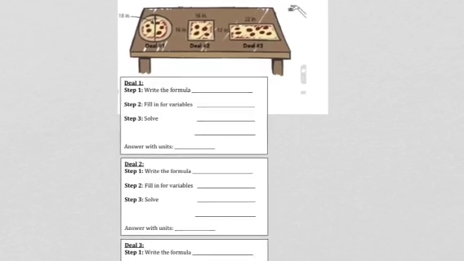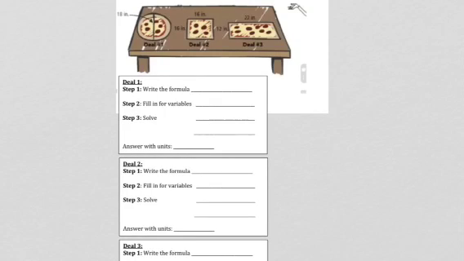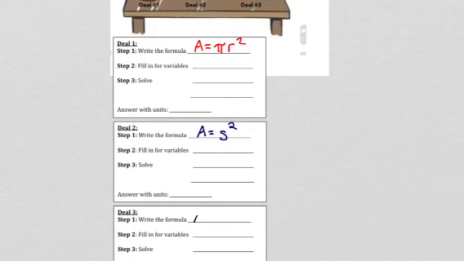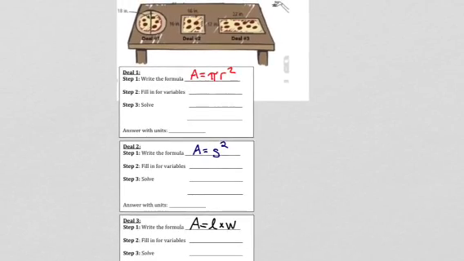The formula for the area of a circle is A equals pi times the radius squared. The formula for the area of a square is area equals the side squared. And the formula for the area of a rectangle is, let's see, A equals length times width. All right, so now that you know those, we can start plugging in numbers.